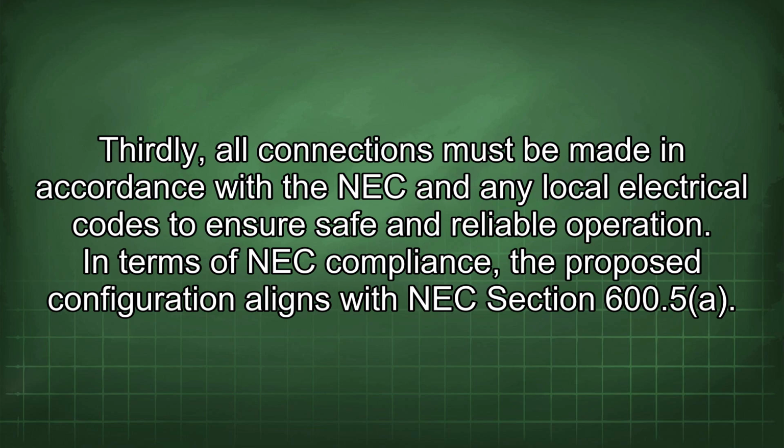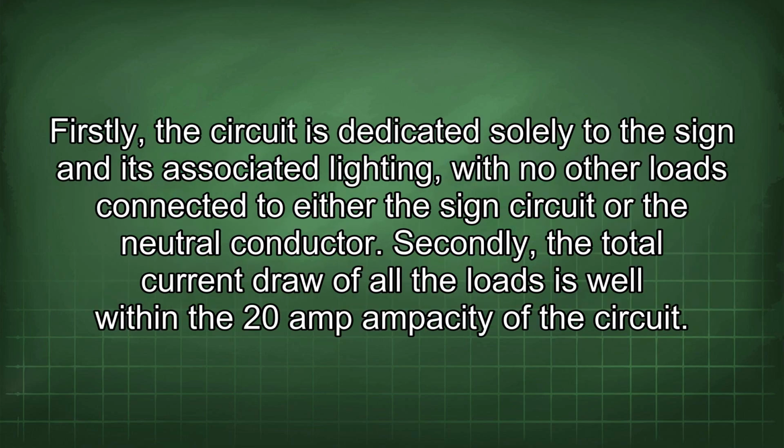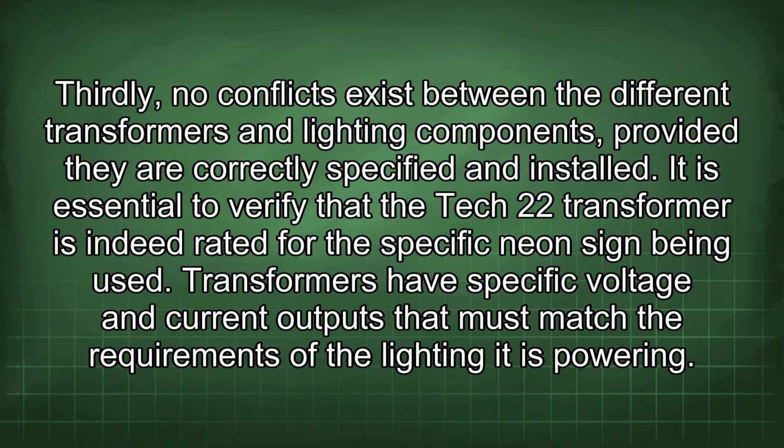reliable operation. In terms of NEC compliance, the proposed configuration aligns with NEC Section 600.5. Firstly, the circuit is dedicated solely to the sign and its associated lighting, with no other loads connected to either the sign circuit or the neutral conductor. Secondly, the total current draw of all the loads is well within the 20 amp ampacity of the circuit. Thirdly, no conflicts exist between the different transformers and lighting components, provided they are correctly specified and installed.